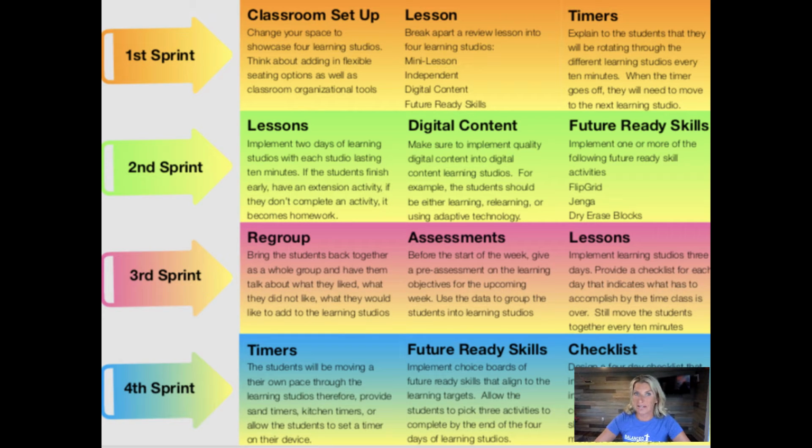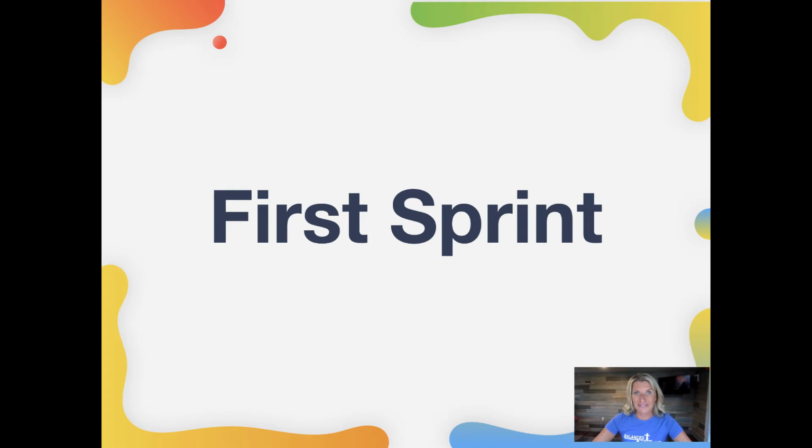And then your fourth sprint, we're taking away the timer. What? I know, crazy, but we're going to put the timer back in the hands of the students. We're not going to be moving everybody. We're going to be also talking about how you can create a choice board, and then finally using that checklist to really drive your classroom instruction. Here we go, the first sprint.